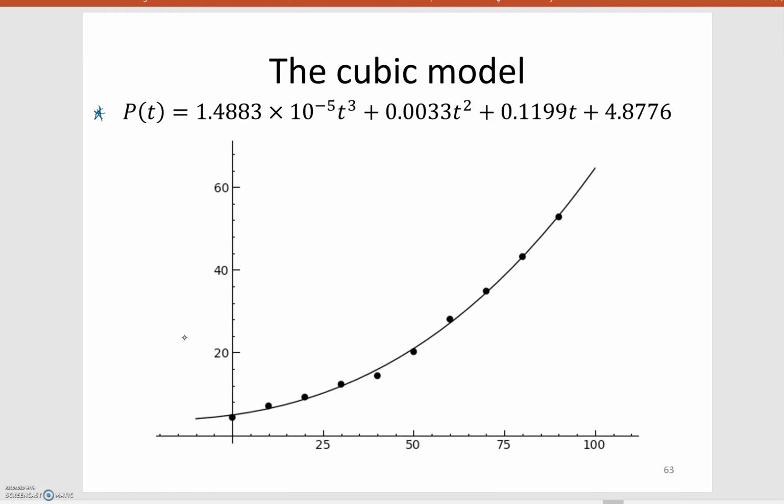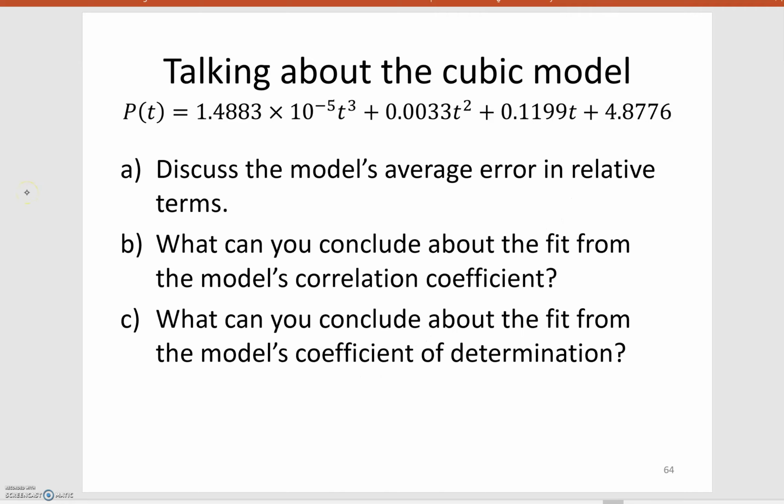Because, well, I guess really what I should say is it's not only the best fit to the data, but it's the best fit to the data and to the overall trend. It doesn't have the turning points. Okay. So we can answer some questions about this cubic model. So let's talk about this average error in relative terms and what we can conclude about the fit from the correlation coefficient and the coefficient of determination.